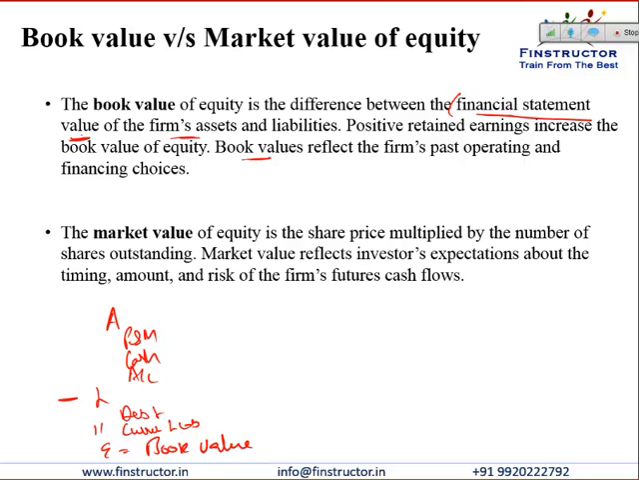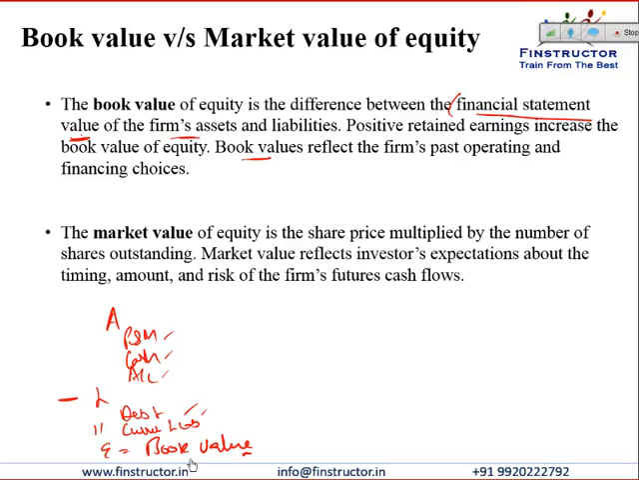So book value is the reported value, but please note that balance sheet items are at historical cost. So plant and machinery, cash, and accounts receivable will all be at historical cost, and so will the liabilities. The difference between the assets and the liabilities gives you the common shareholding or common equity, also referred to as the book value of equity.